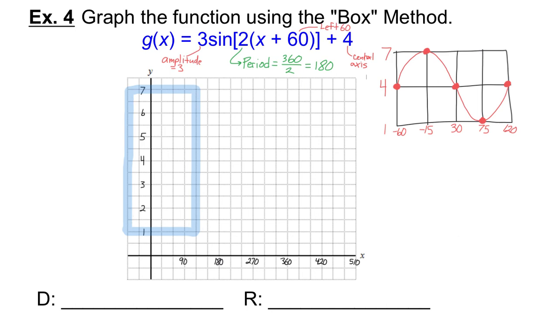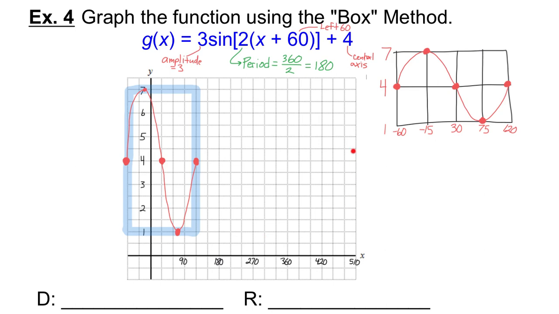Now to draw the actual graph, start on the central axis, end on the central axis. Halfway through, you're on the central axis again. Now in the middle between this point and this point, that's the middle right there, I'm up at the maximum. And halfway between this point and this point, that's here, I'm down at the minimum. And now I can just draw a smooth curve, and there's one complete cycle on my graph.